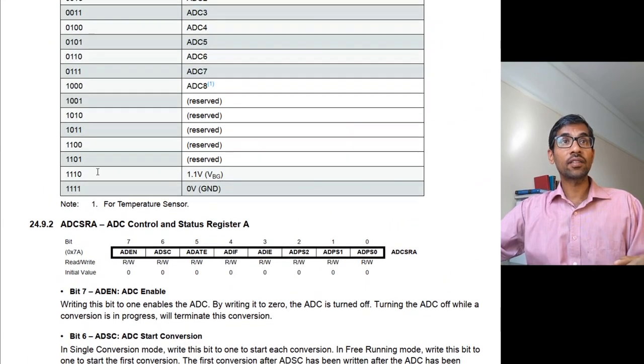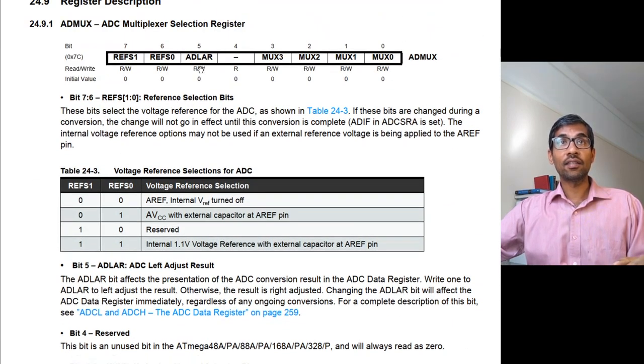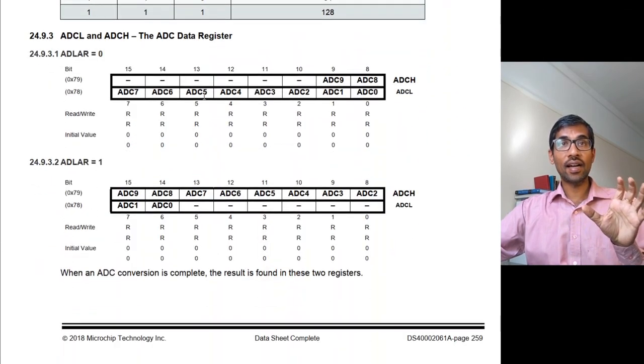So let's just go back to ADMUX and let me show you that. So ADLAR is this register, and depending on whether it is 1 or 0, the 10-bit output of your ADC is arranged either like this or like this. Okay, so ADC9 comes here if ADLAR is 1. Otherwise, it basically starts with ADC0.